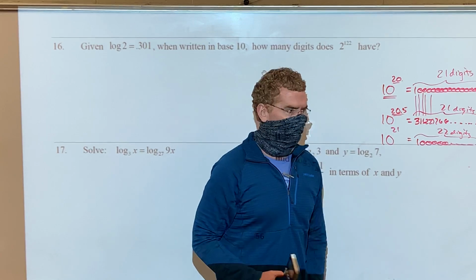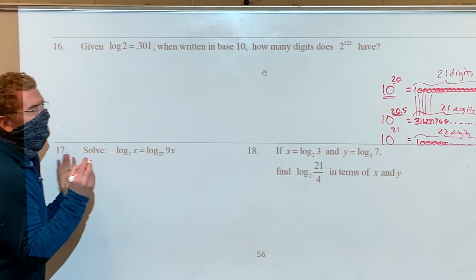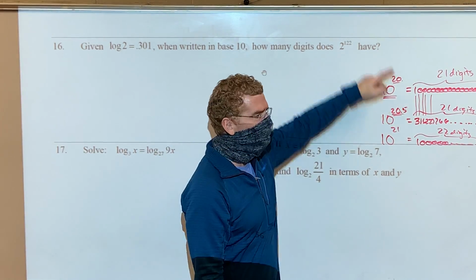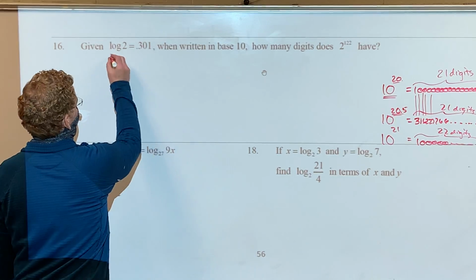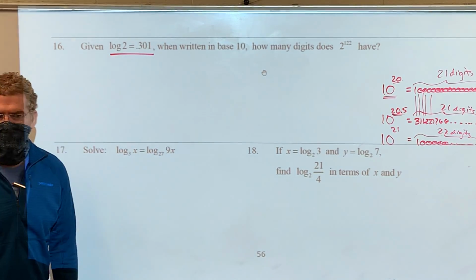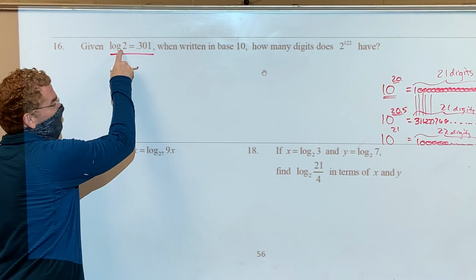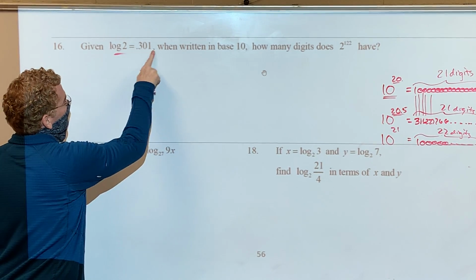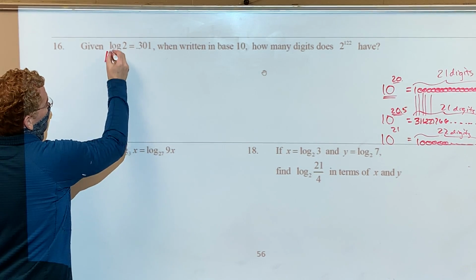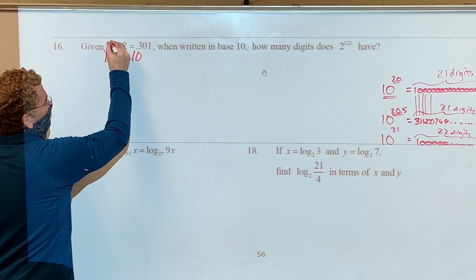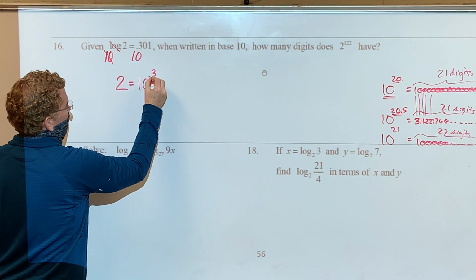So with that in mind, how does that help me here? Well, I have no idea how many digits 2 to the 122 has. But here's what I do know. So if I know that, and this is a base 10 log, look what does that mean? It means something more than you think. It means that if I exponentiate and the 10 log 10 cancels, I just found another way to write the number 2.